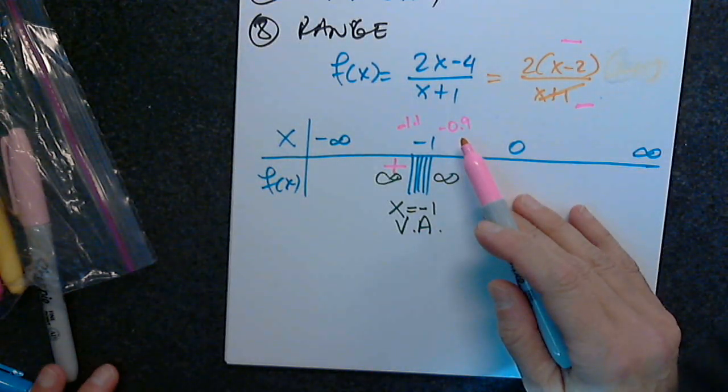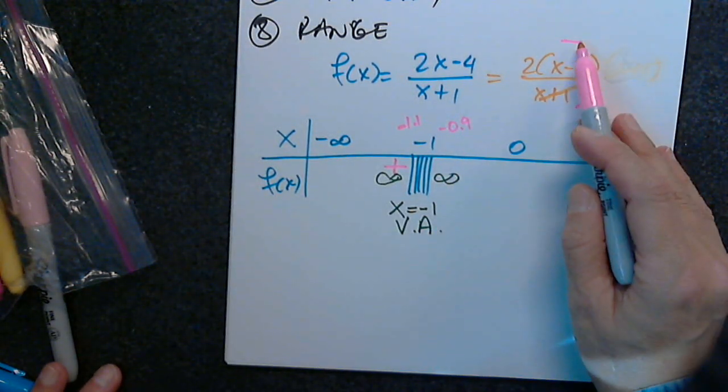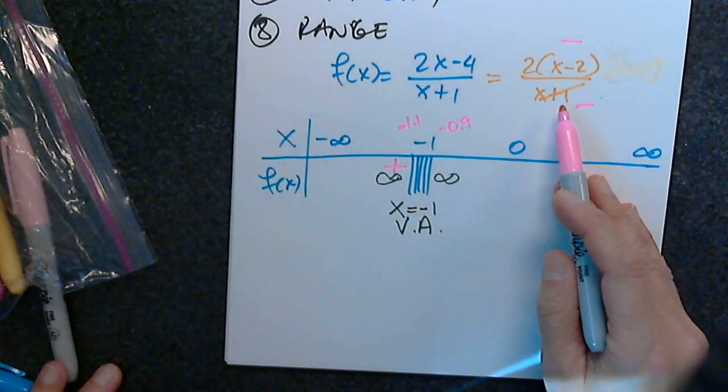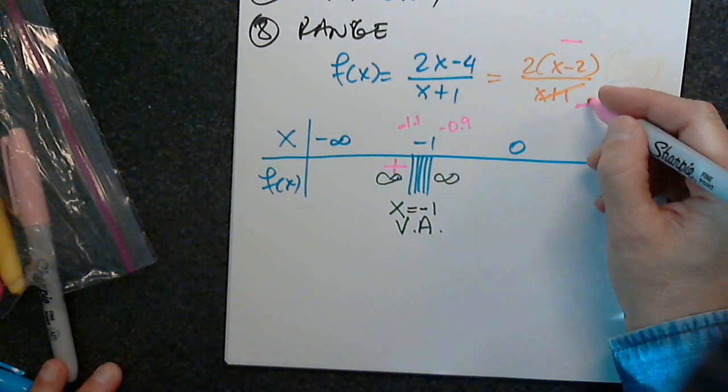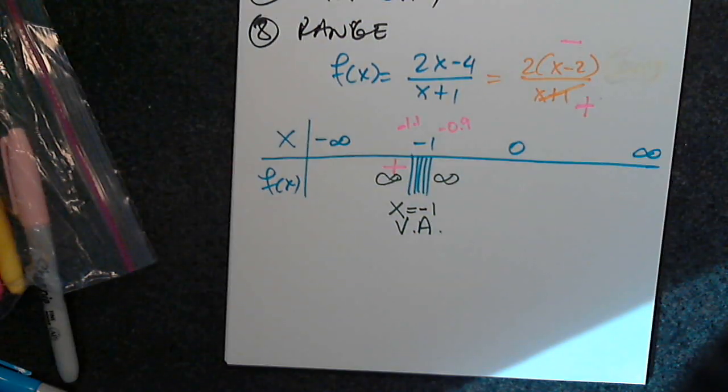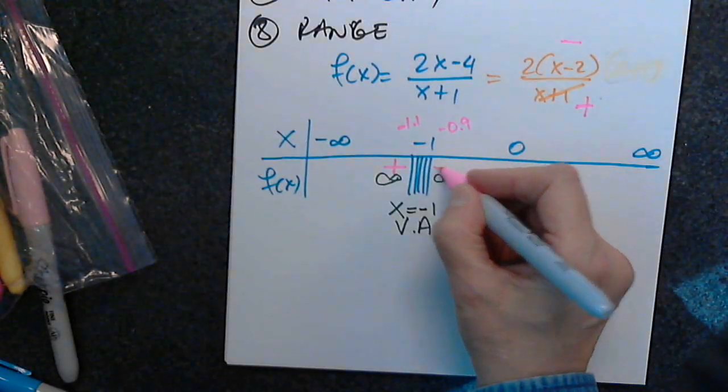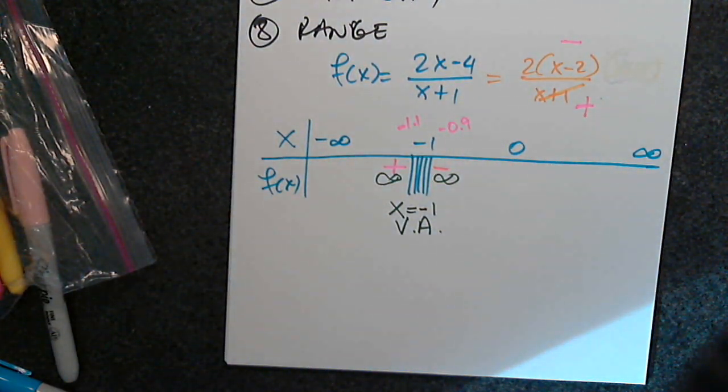Let's try -0.9. -0.9 minus 2 is still negative. But what about -0.9 plus 1? Very good. So what sign is negative over positive? That's it. So we established the signs of infinities. We established that x equals -1 is a vertical asymptote. We picked 2 numbers close, left and right, close to -1, and we just simulated that we plugged them in. We really don't have to. We are only looking for the sign. Do we understand this step?